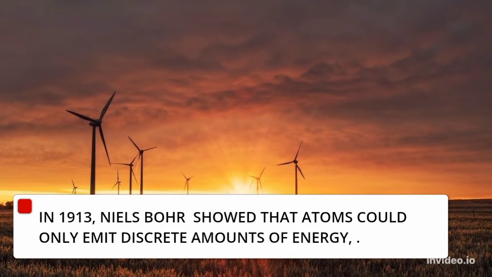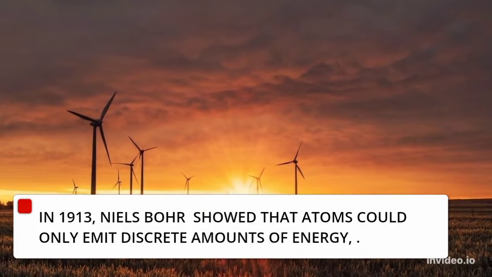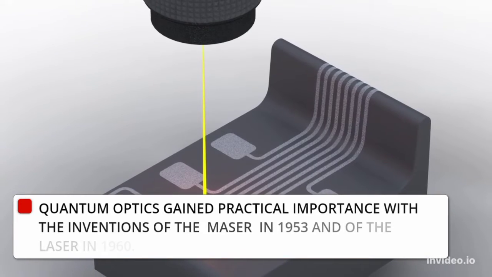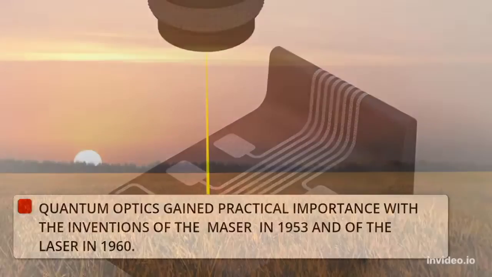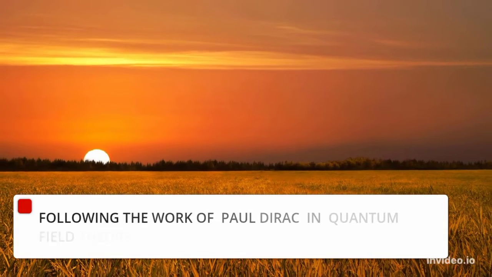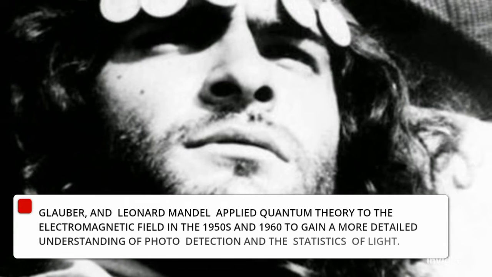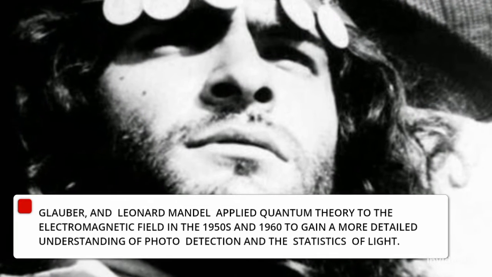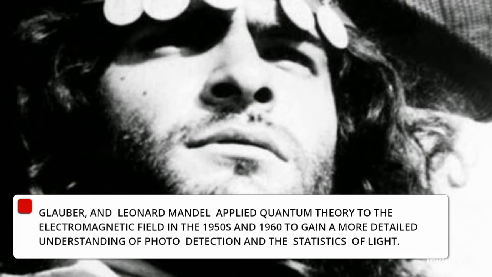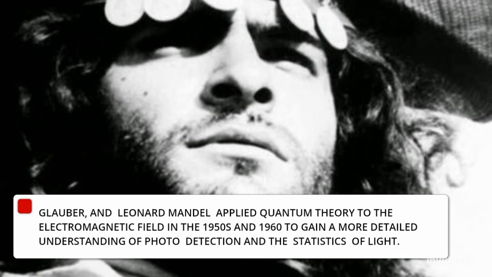In 1913, Niels Bohr showed that atoms could only emit discrete amounts of energy. Quantum optics gained practical importance with the inventions of the maser in 1953 and of the laser in 1960. Following the work of Paul Dirac in quantum field theory, George Sudarshan, Roy J. Glauber, and Leonard Mandel applied quantum theory to the electromagnetic field in the 1950s and 1960s to gain a more detailed understanding of photodetection and the statistics of light.